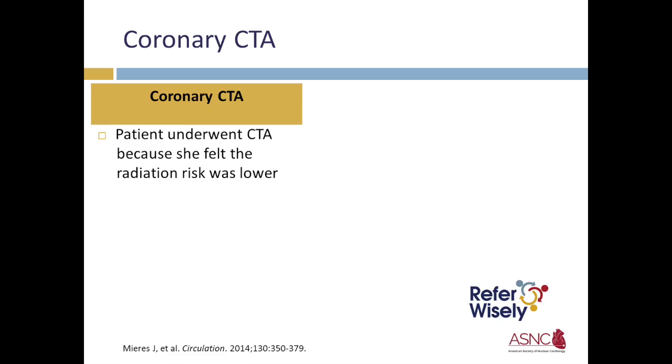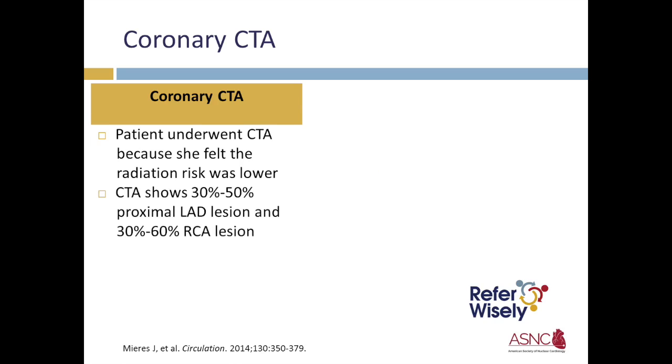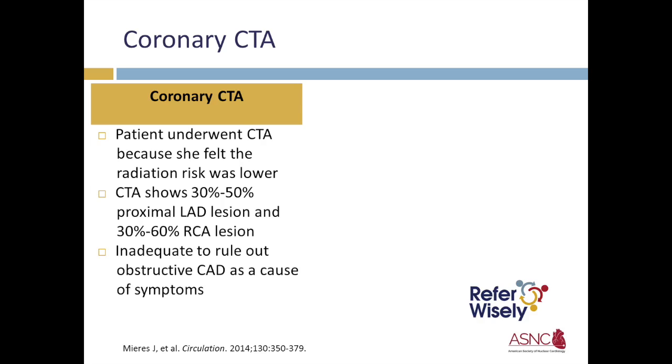She chose CTA because she felt the radiation risk was lower. However, the CTA demonstrated intermediate findings. There was a 30 to 50% lesion in the proximal left anterior descending artery and a 30 to 60% lesion in the right coronary artery. This was felt to be inadequate to rule out obstructive coronary artery disease as the cause of her symptoms.